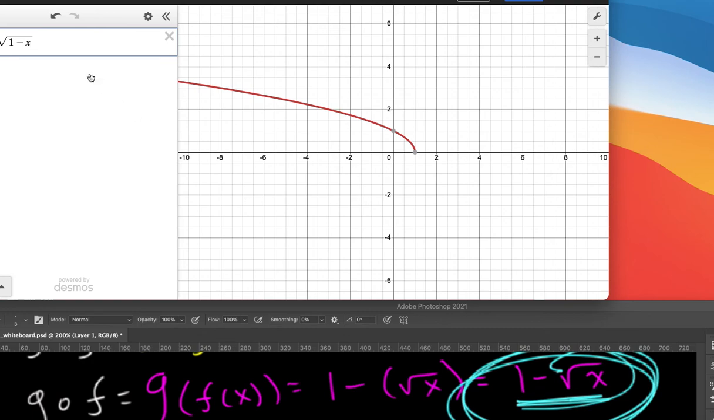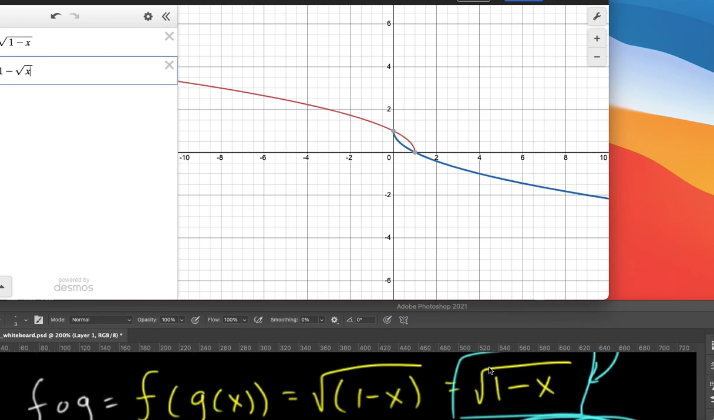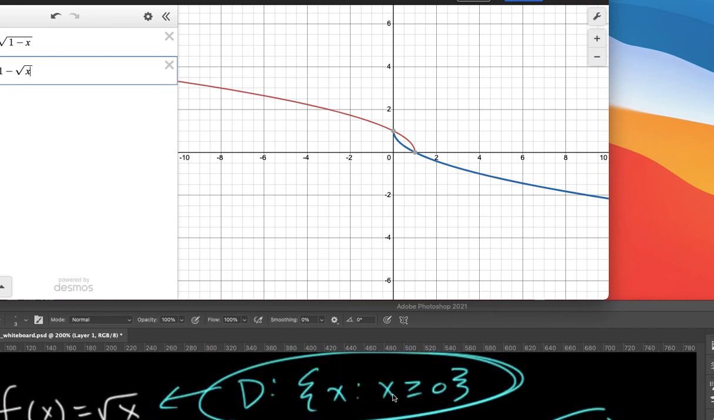And then if we do this one, we're going to go 1 minus, and then it's SQRT, put an x. We see this, that we're 0 and above, and so we can see that that domain is the same as this one.